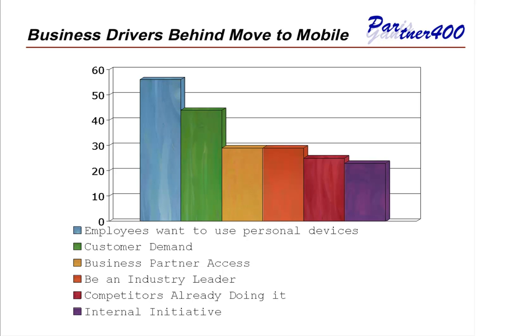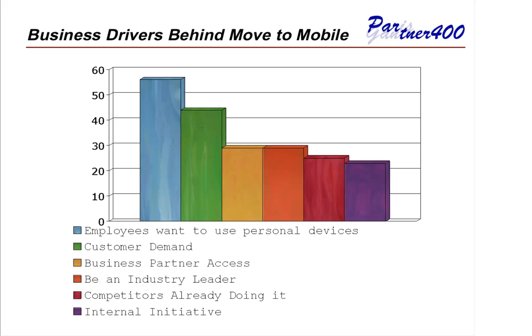The business drivers. This is the scary one, the number of employees who want to use their own devices to access company systems. But notice how big the customer demand is, with 45% figuring that customer demand was a major driver. Business partner access and being an industry leader, again, quite common figures. Surprisingly, competitors already doing it was not that big a deal, 25%. The really sad one, as far as I'm concerned, is the internal initiative.